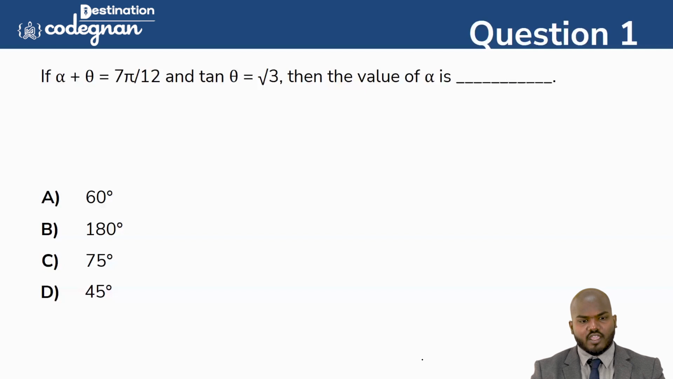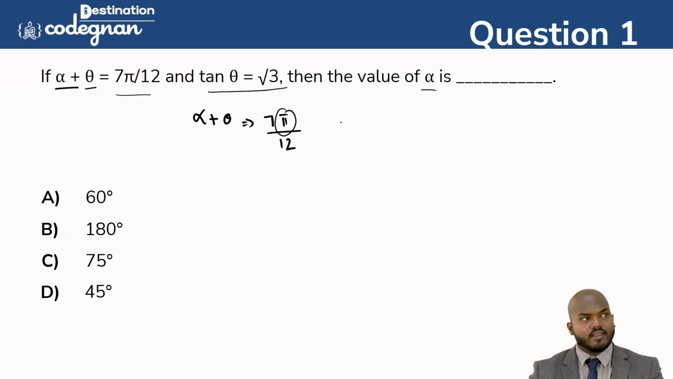I'll move on with the question. They have given that alpha plus theta is equal to 7 pi by 12, and they are giving that tan theta is equal to root 3. They are asking for the value of alpha. How can we find it? We write alpha plus theta is equal to 7 pi over 12.